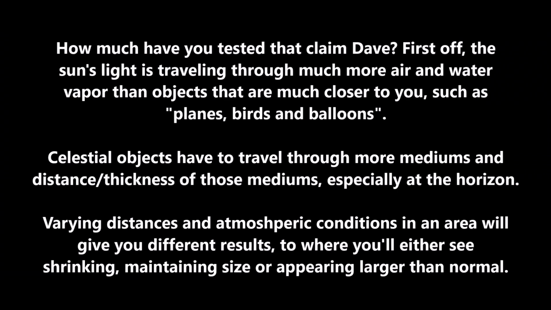First off, the sun's light is traveling through much more air and water vapor than objects that are much closer to you, such as planes, birds and balloons. Celestial objects have to travel through more mediums and distance/thickness of those mediums, especially at the horizon. Varying distances and atmospheric conditions in an area will give you different results, to where you'll either see shrinking, maintaining size or appearing larger than normal. Why is it only happening to celestial objects?